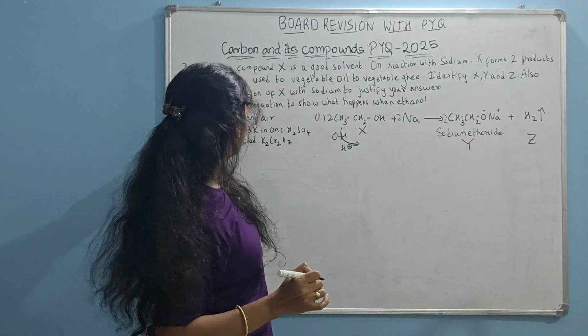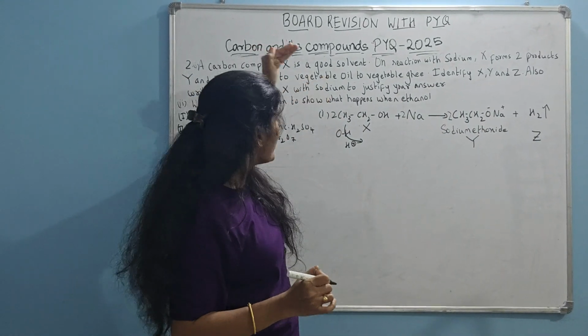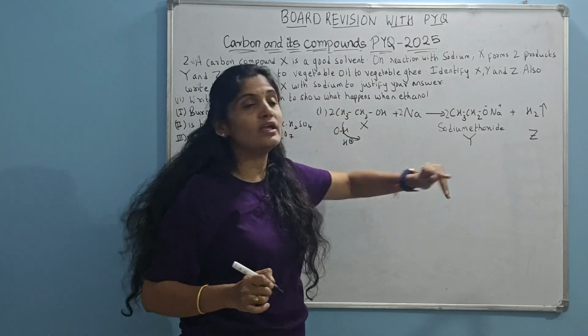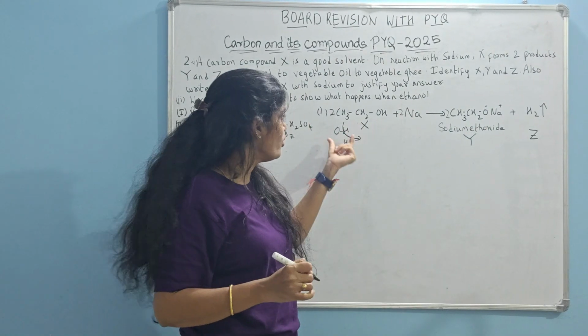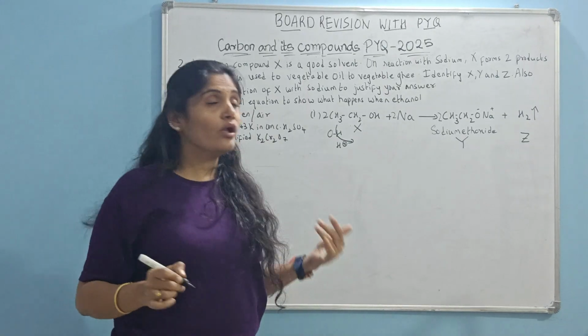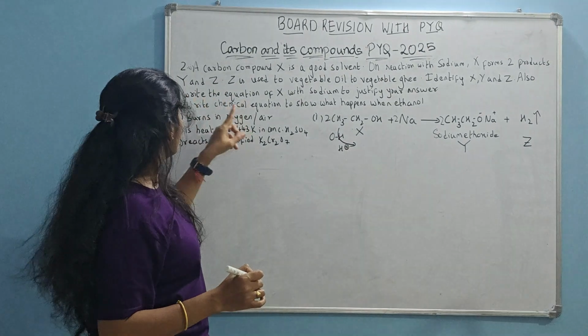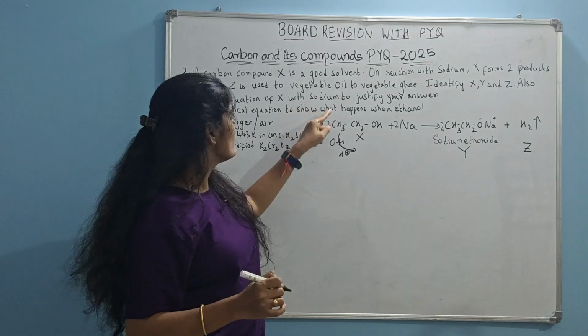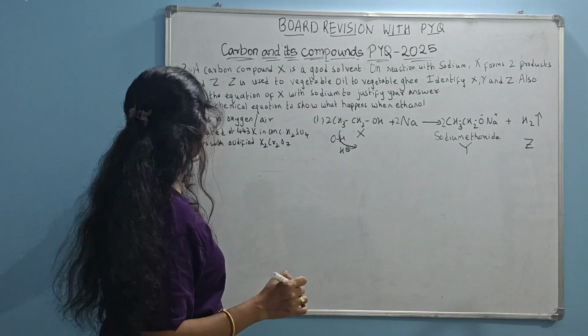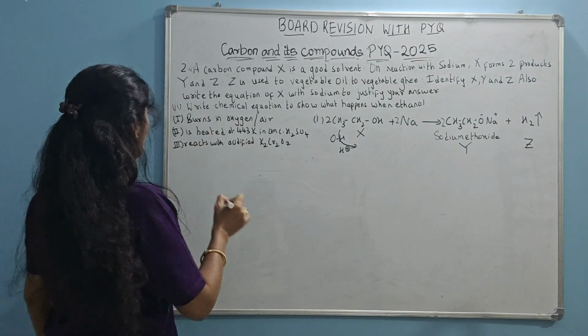And I have also told you hydrogen gas is used to hydrogenate vegetable oil to vegetable ghee. So my Z is hydrogen. So I found out X, Y and Z. Okay, now let us go to the next part. He is asking us next part, write chemical equation to show what happens when ethanol burns in oxygen. Let me do that now.